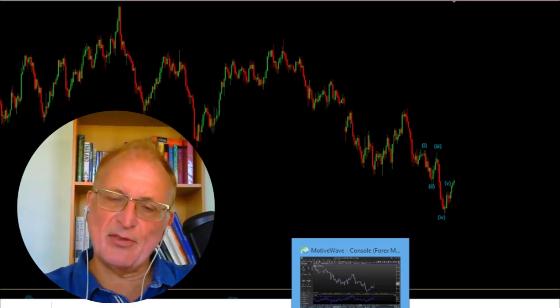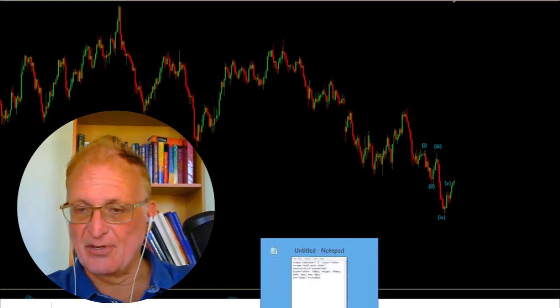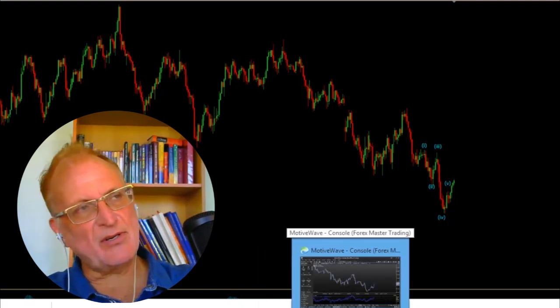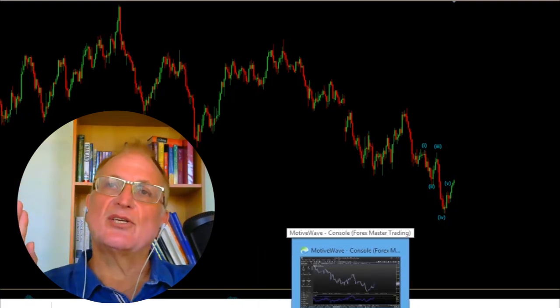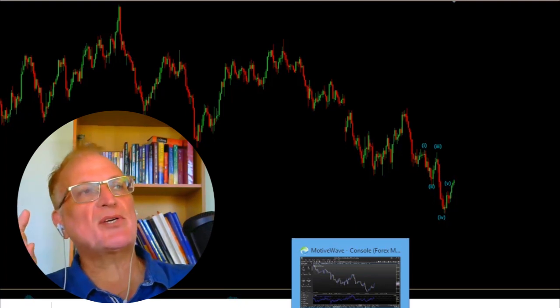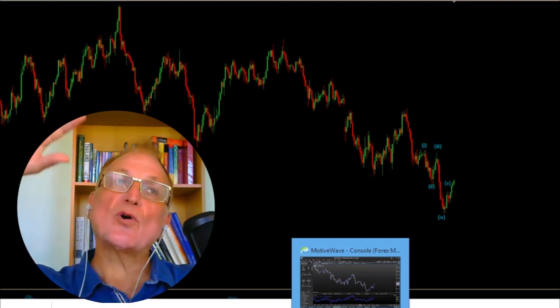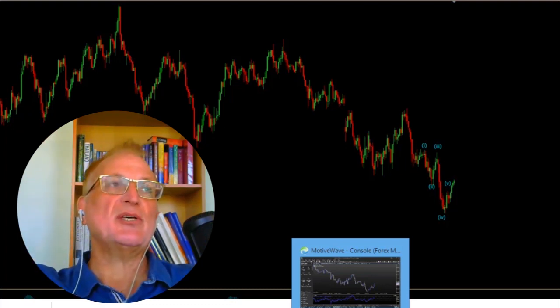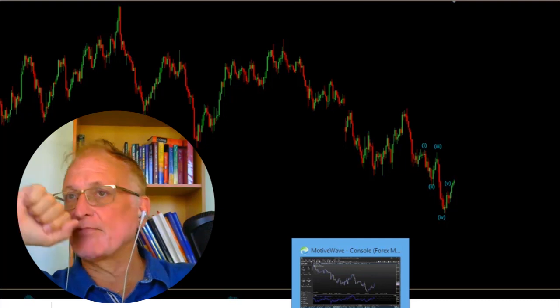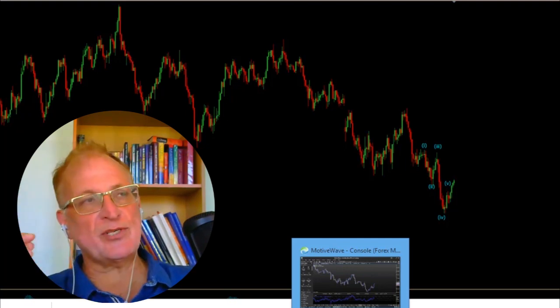And identifying the turns on the yen is a little bit difficult for me because the yen does not make turns based on yen news. It makes turns based on an overall prevailing change in sentiment from risk on to risk off.